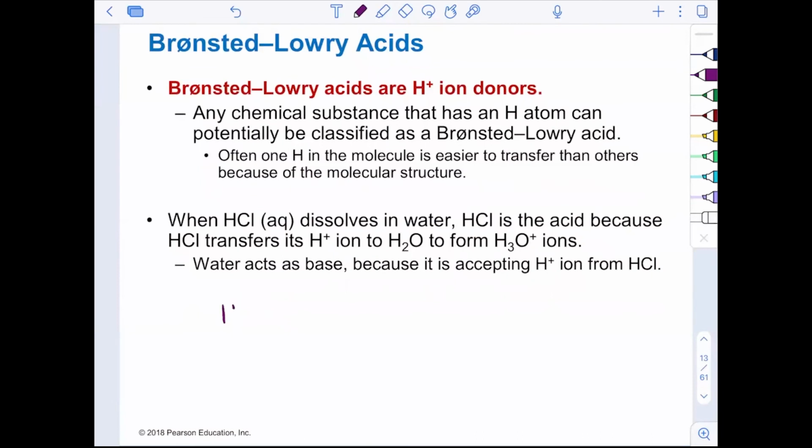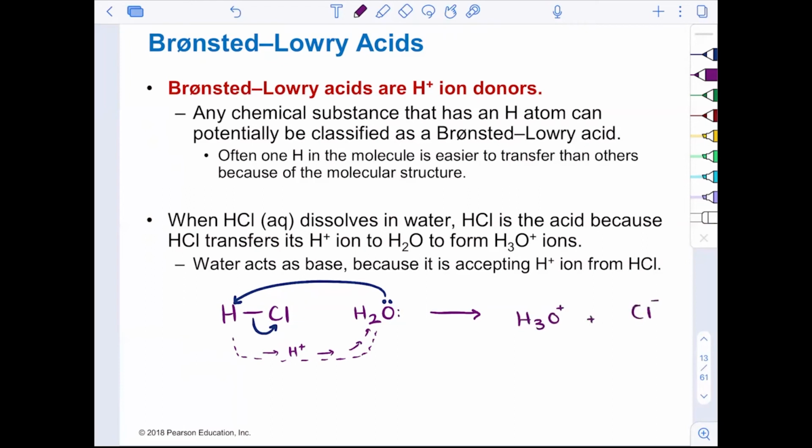Here's that reaction again. Let's just do it in the form of our arrows here. Oxygen as a base picks up that proton. It's going to make a new bond with it. Well, hydrogen can't make more than one bond, so the Cl has to leave with that electron lone pair. We are transferring H plus, not the electrons from the HCl, just the proton is going to go over here. So we get H3O plus and Cl minus.